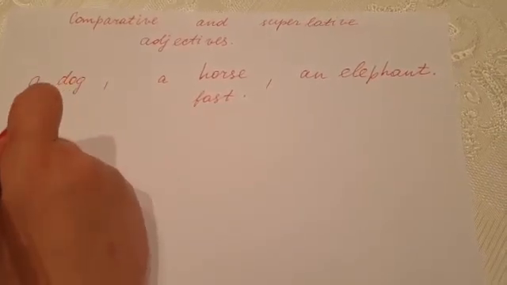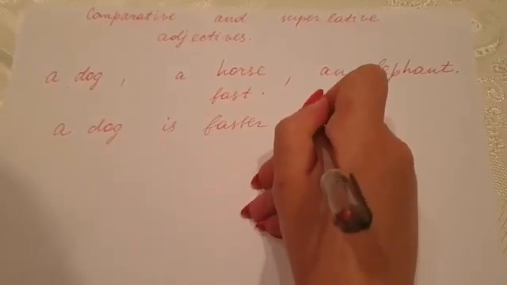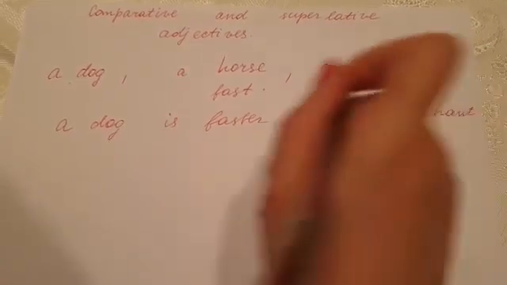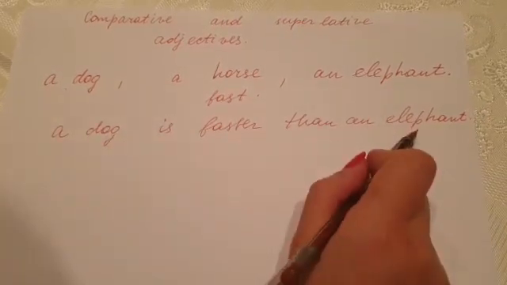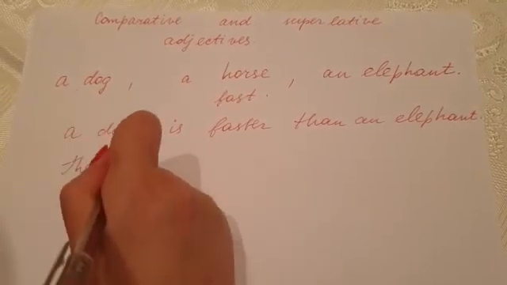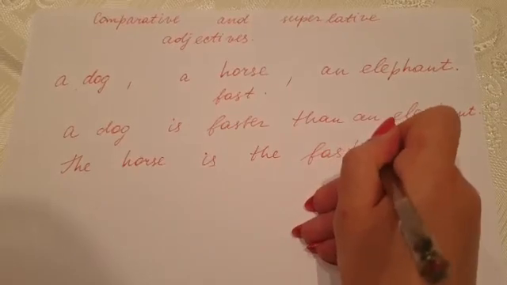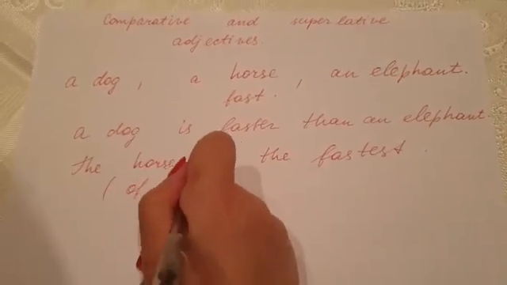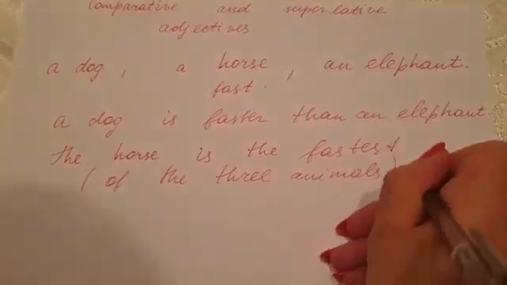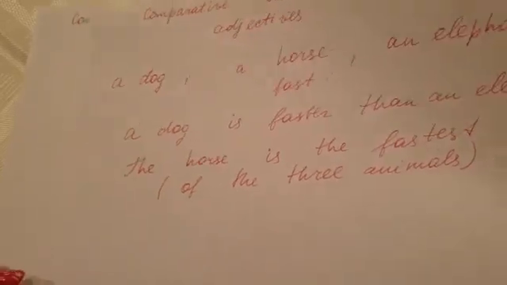Let's take the word a dog is faster than an elephant. Here we compare two animals, a dog and an elephant. Now let's compare a horse with two other animals. The horse is the fastest of the three animals. A superlative compares one thing to all others in the same group.